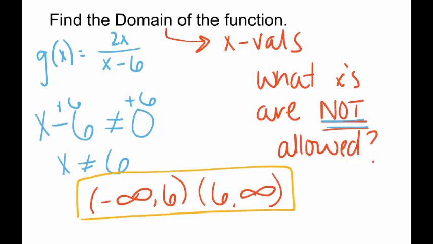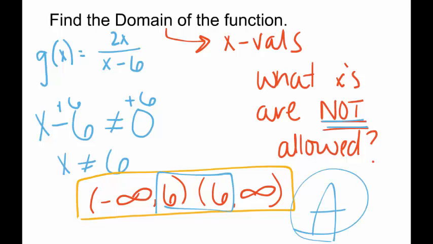Negative 6 is fine. B says from negative infinity to positive infinity. I know that's not okay. D is too small. D constricts it too much. I could pick a lot of numbers. The only thing I can't pick is that 6. That 6 needs to be left out. So this is option A. That's what we need to choose.